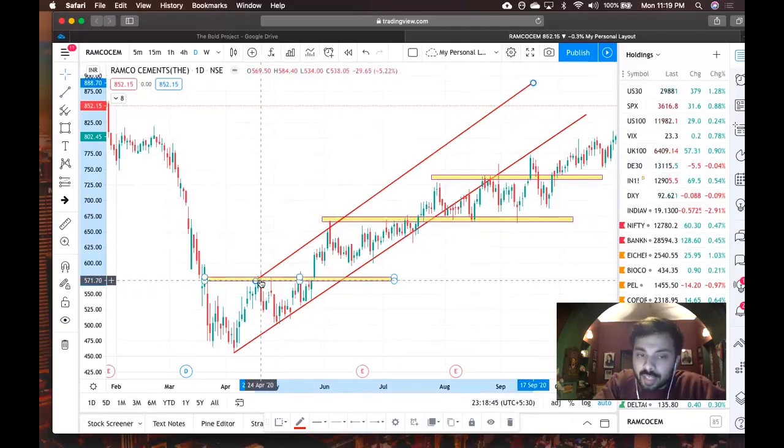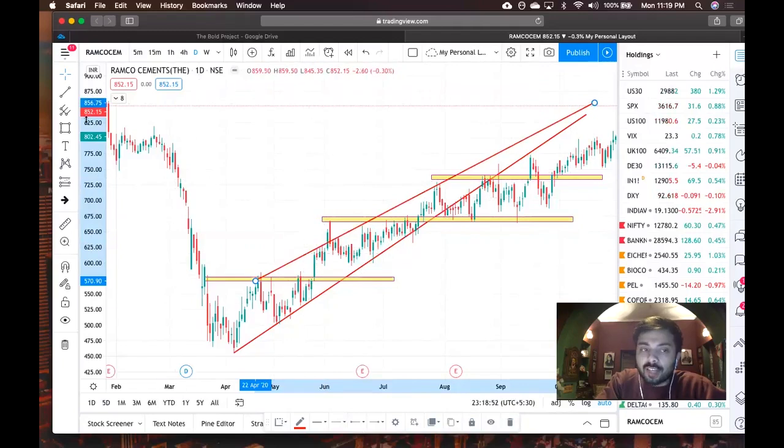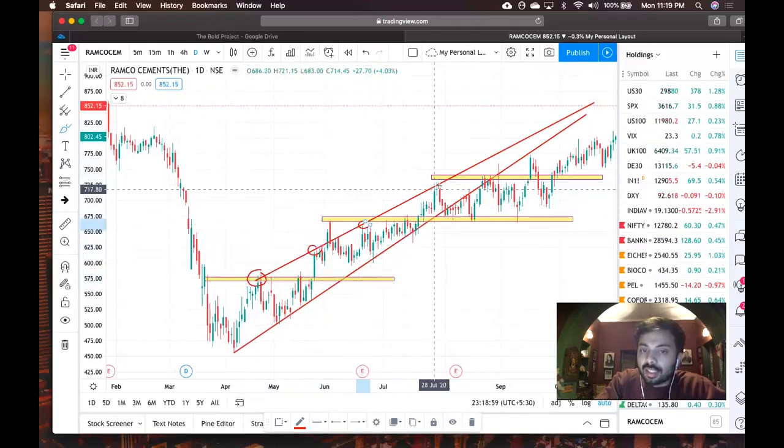What I have done is I have joined this level with this intermediary high. So once I do that, everything else you can see on the charts have been joined. I'll just show you with a marker. I joined this level. I joined this level. Everything else has been joined.